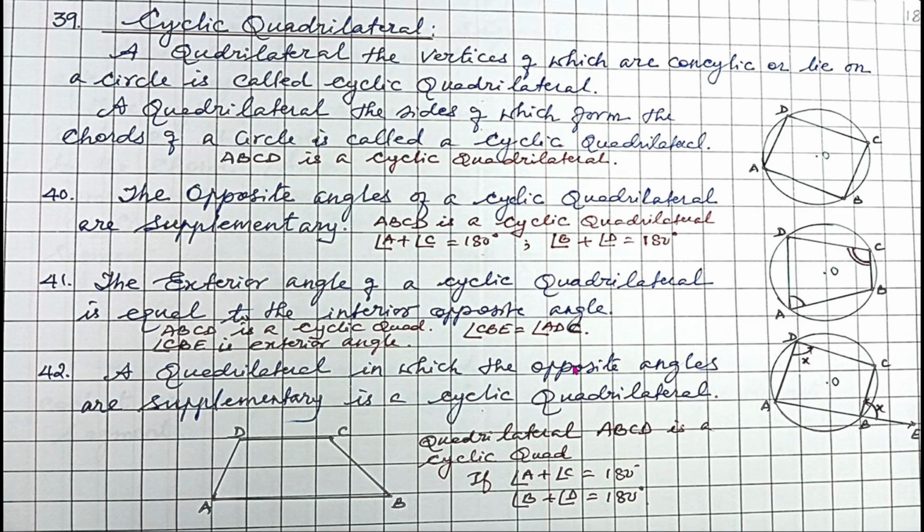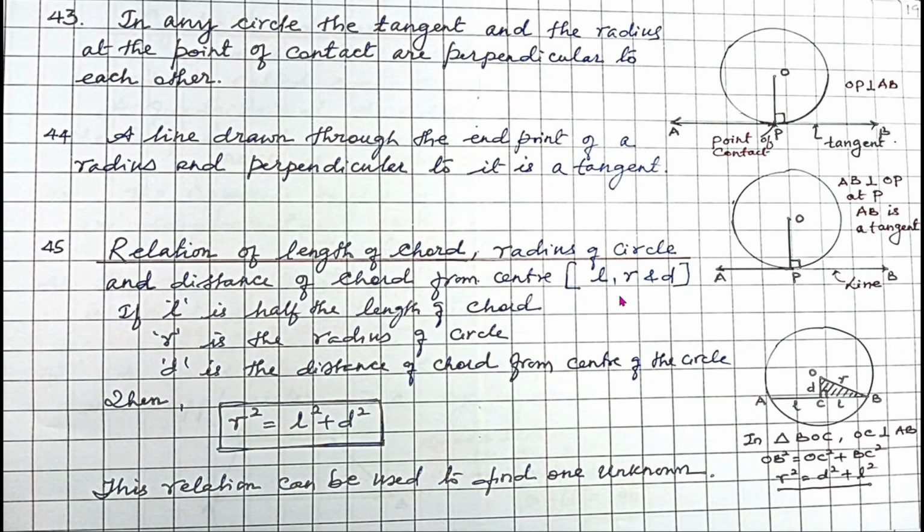Very important property again. A quadrilateral in which the opposite angles are supplementary is a cyclic quadrilateral. If you take this quadrilateral ABCD, it will be a cyclic quadrilateral if angle A plus angle C is 180, or angle B plus angle D is equal to 180. Remember that. Now in any circle, the tangent and the radius at the point of contact are perpendicular to each other. Let me explain this to you.